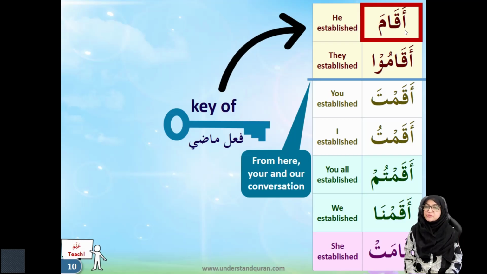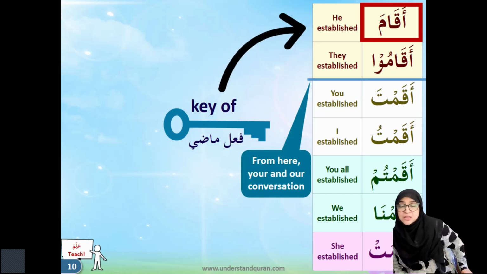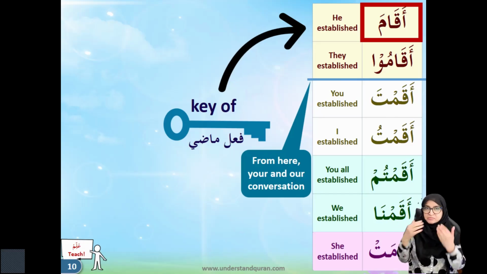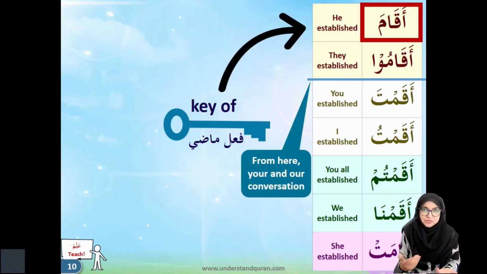Now let's do the fi'l madi. Aqama, he established. Aqamu, they established. This is very easy. You know this. The only thing in this you need to remember is aqamta, you established. If you know this aqamta, like aqama, when I ask you what's the plural, you say aqamu. It comes out very easy. But when I say you established, you should remember it is aqamta. If you remember this, the whole table is very easy, and it's the same thing repeated.